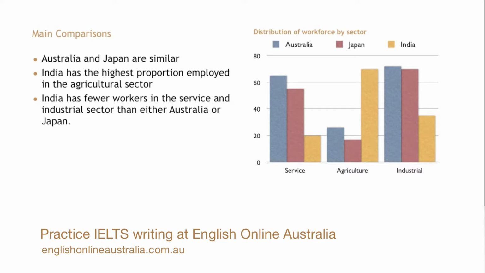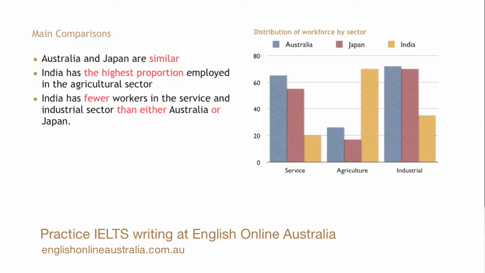So here, Australia and Japan are similar. India has the highest proportion employed in the agricultural sector, and India has fewer workers in the service and industrial sector than either Australia or Japan. They're our main comparisons. Okay, so let's look at some of the language we're using to make those comparisons. Here, we're using comparatives and superlatives. Similar, the highest proportion, fewer than either or.